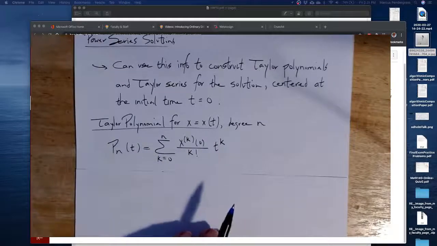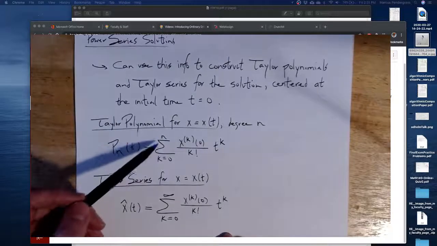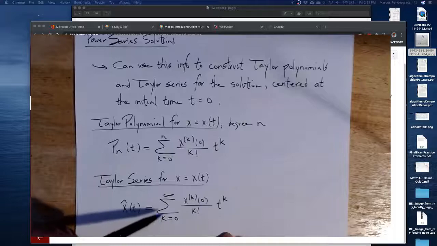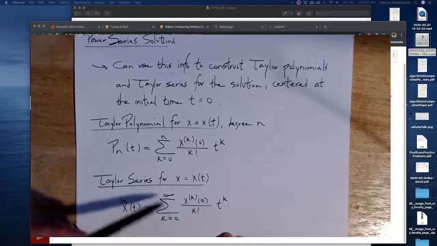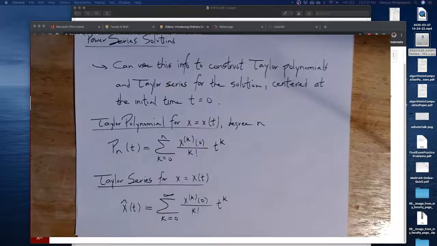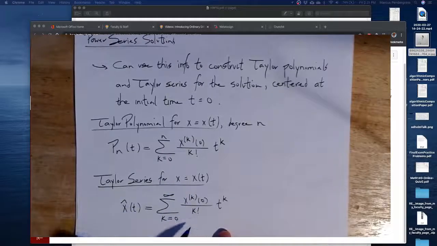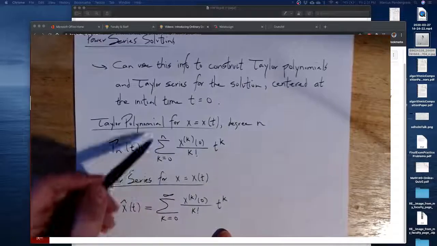And here we're going to also look at the Taylor series. The Taylor series is essentially just an extension of the idea of the Taylor polynomials, where instead of cutting off the series at degree n, we consider the infinite series from k equals 0 to infinity of the same terms. This is a concept that you typically see in calculus, like in calculus 2 or calculus 3. One way to think about the Taylor series for a function x is as the infinite degree Taylor polynomial.